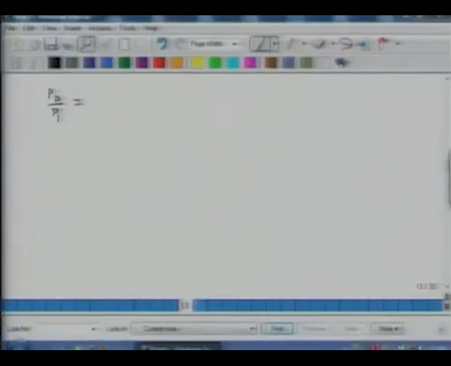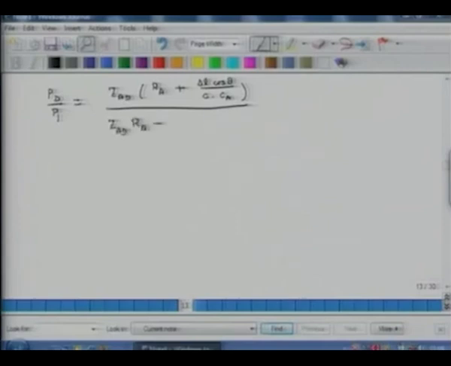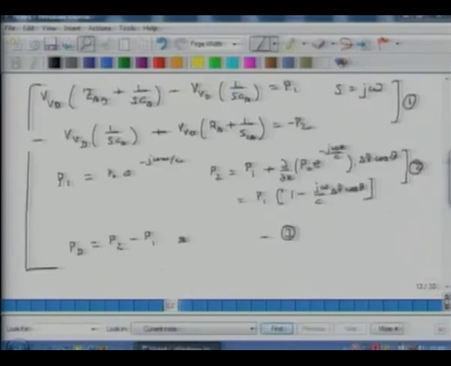This is a long term: Z AD times R A plus del L cosine theta over velocity of sound times acoustic compliance, the entire thing divided by Z AD times R A minus j times (R A plus Z AD) divided by omega C A. So you can play with these three relations to get P D over P1.